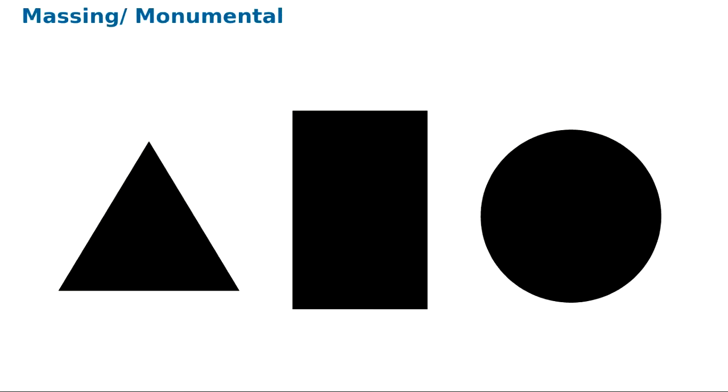So this kind of takes me to this idea of massing and monumental. So even though these are just images or black silhouettes, I want you to think of them as something that has weight. When we say massing in architecture, massing means something that has mass, something that has weight. One of the first things that an architect does when they start designing is a massing model.